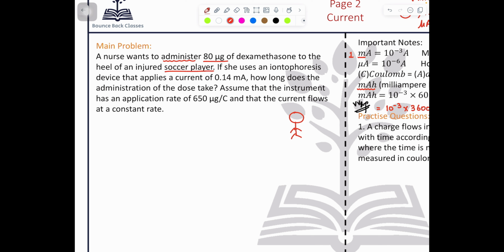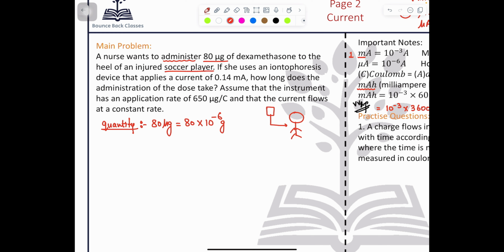who is in the hospital and one nurse is giving a dose to the patient, to the soccer player. Okay, so the quantity is given. Quantity is how much? 80 microgram. So what is 80 microgram? I already told you. So 80 multiply 10 raised to power negative 6 gram.